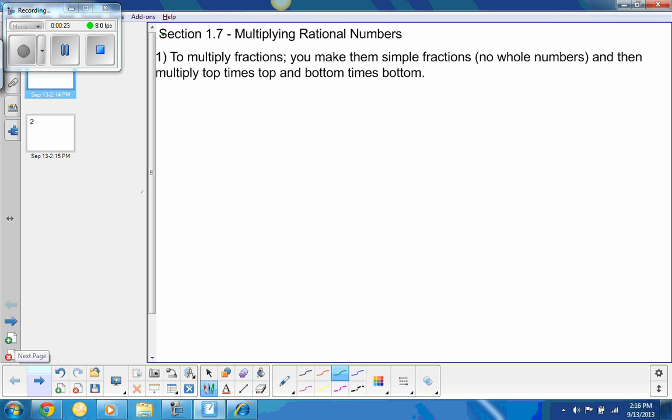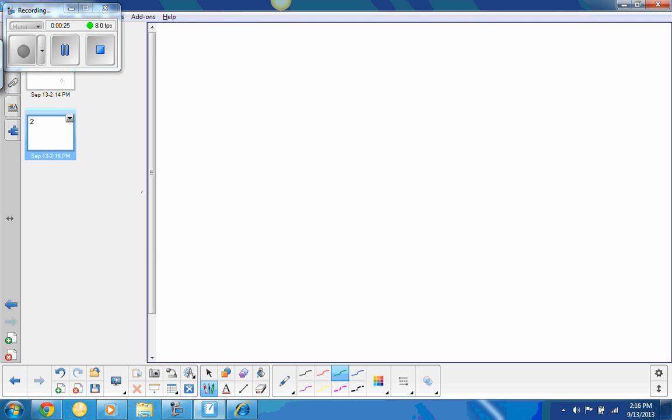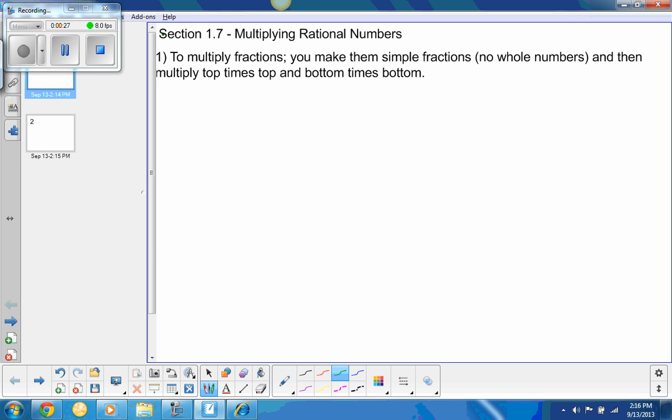So to multiply fractions, you're going to make them simple fractions. That just means that there's no whole numbers. You don't leave it as a mixed number, you make it top heavy. And then multiply the top number times the top number and the bottom number times the bottom number. So numerator times numerator and denominator times denominator.